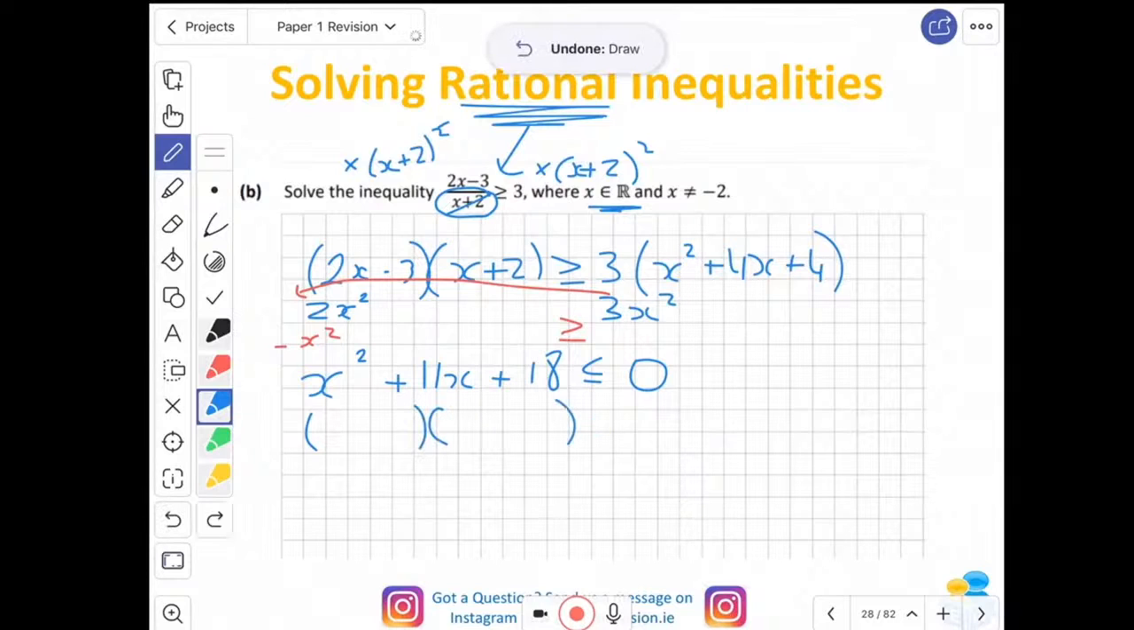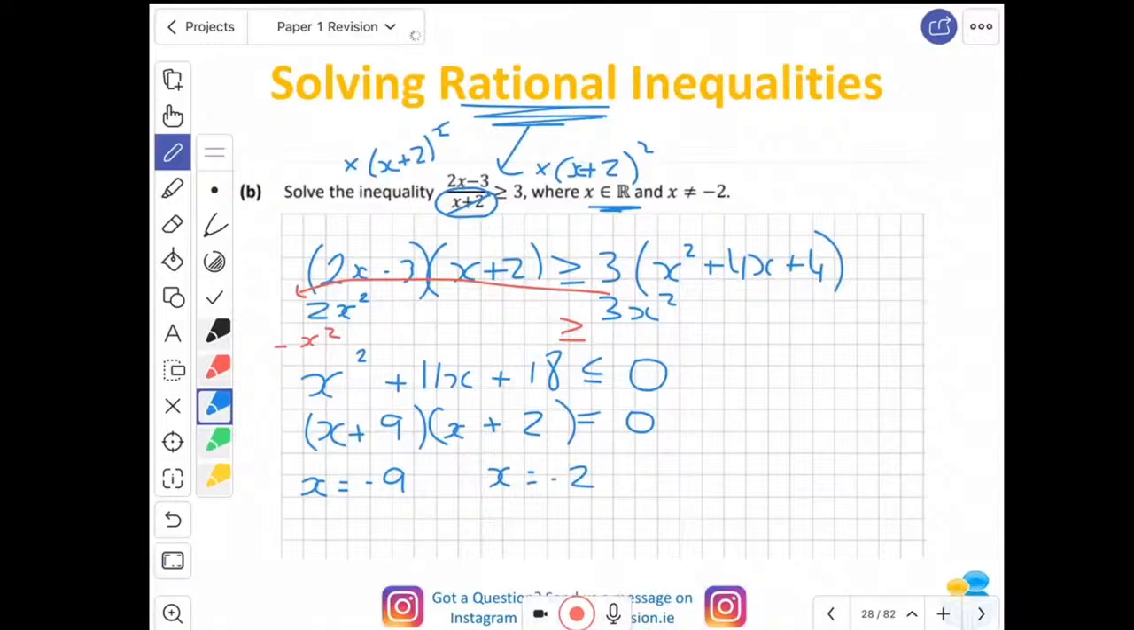What you do is you actually pretend to solve this for a second. So you let it equal 0. So we factorize this and solve it. So it's 9 and 2, plus and plus. So I get x equals minus 9 and x equals minus 2. But that's obviously not the answer because it's an inequality. So this is the really important bit you need to remember to finish this off.